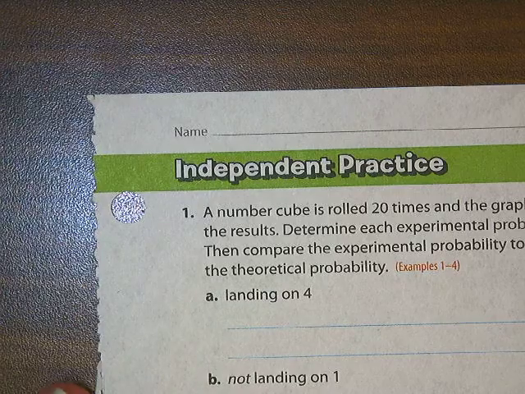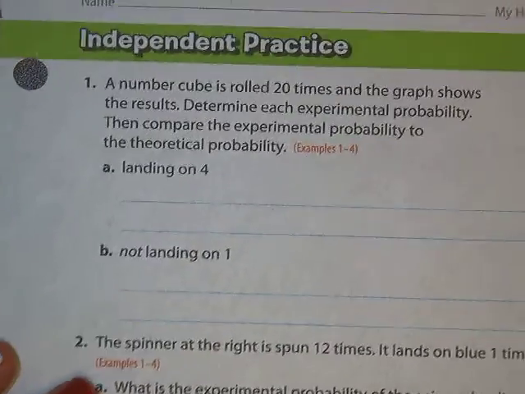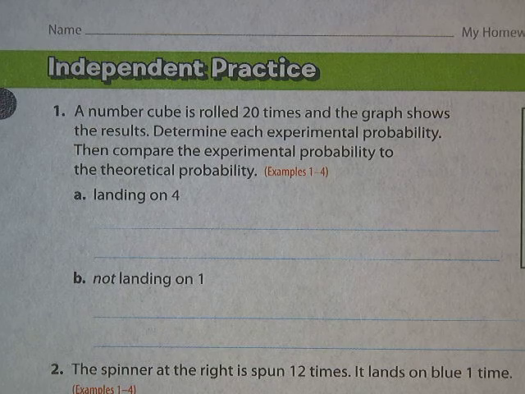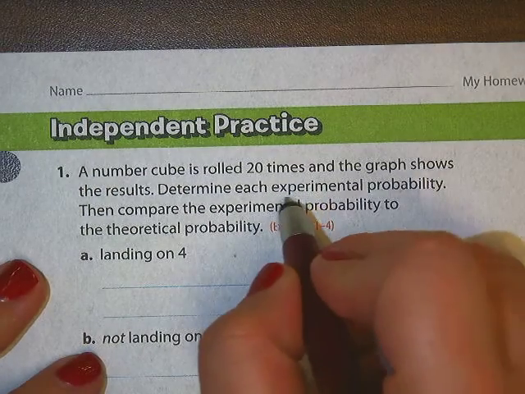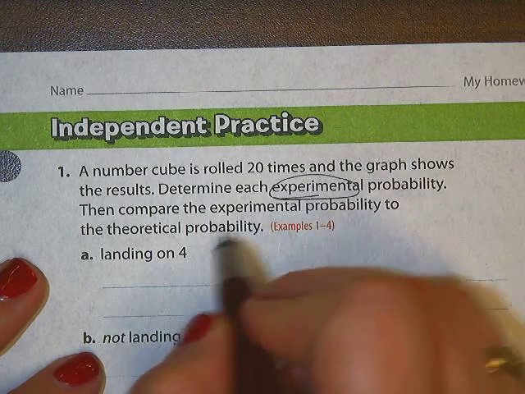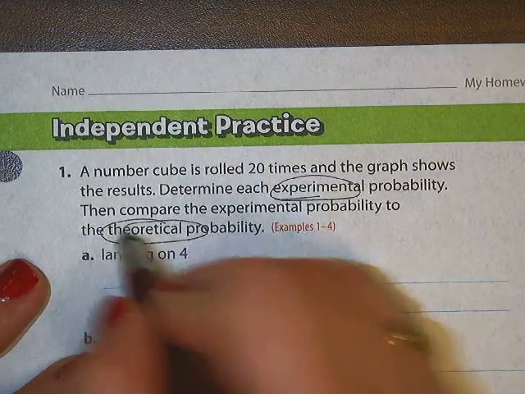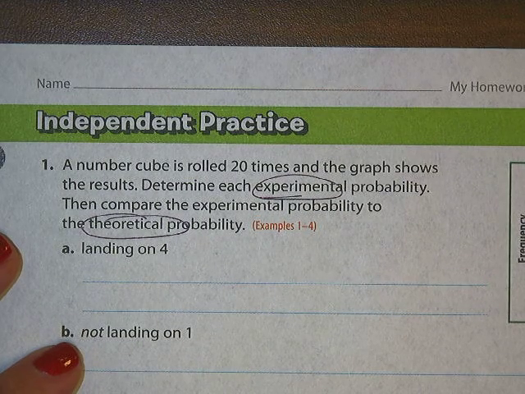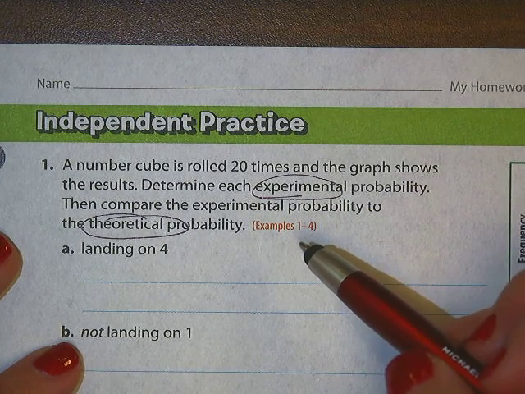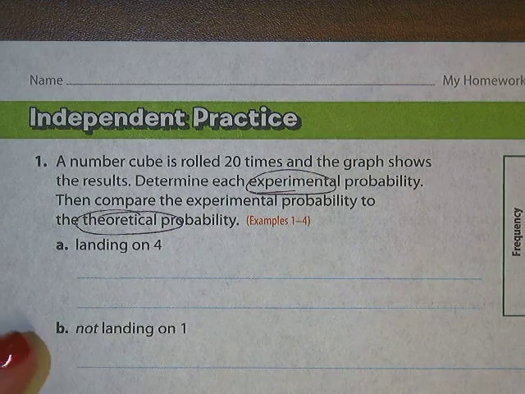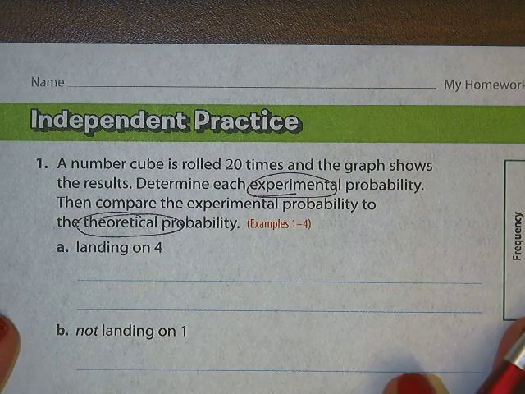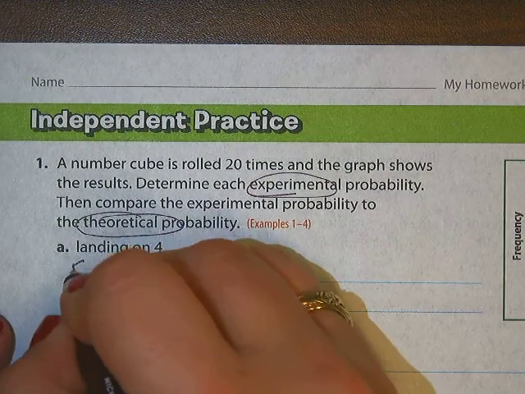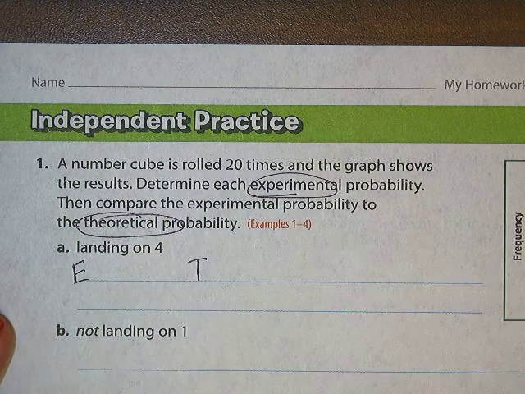Okay, guys, we're going to look at the independent practice, which is on page 383. I wanted to draw your attention to question number 1 because it wants you to talk about the experimental and the theoretical. So you have to use this data over here for the experimental, but you also need to know just the experimental data from knowing what you're given. So the first question says landing on a 4. So I'm going to put experimental and theoretical.